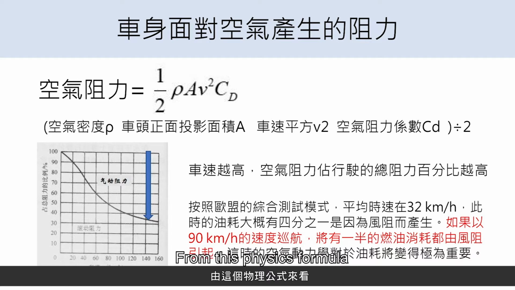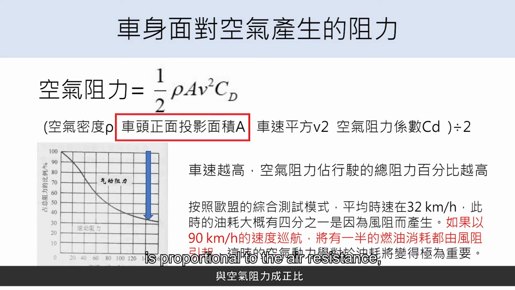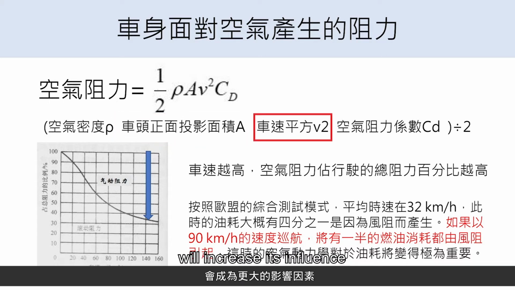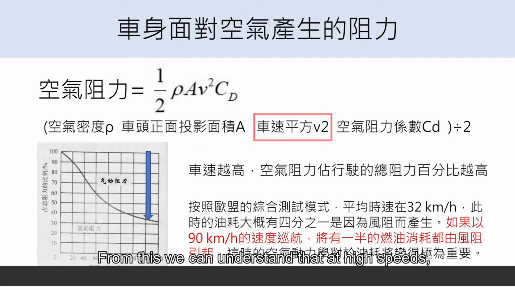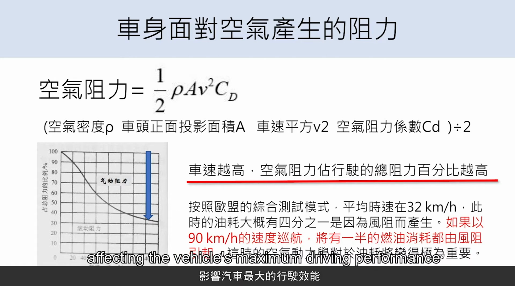From this physics formula, the windward area of the vehicle body is proportional to the air resistance, and the velocity squared will increase its influence. From this, we can understand that at high speeds, air resistance becomes an important factor in the vehicle's driving resistance, affecting the vehicle's maximum driving performance.